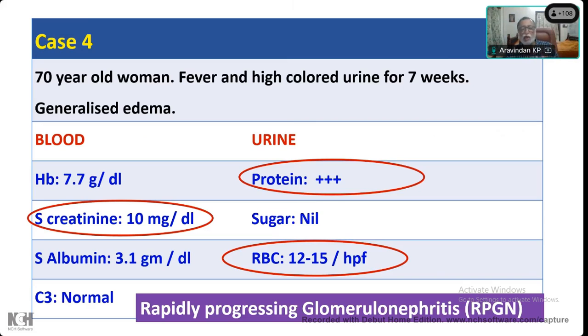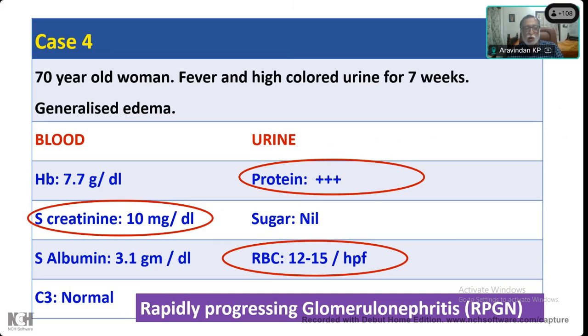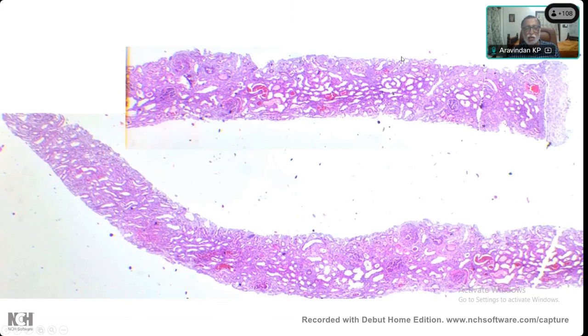This picture, when you get that, what are the possibilities? Crescent. Okay, we'll go to that. So let us see this. What are your impressions on this? The two linear cores show you renal tissue, higher powers later. So, this section is showing two linear cores of renal tissue enclosing glomeruli and tubules.